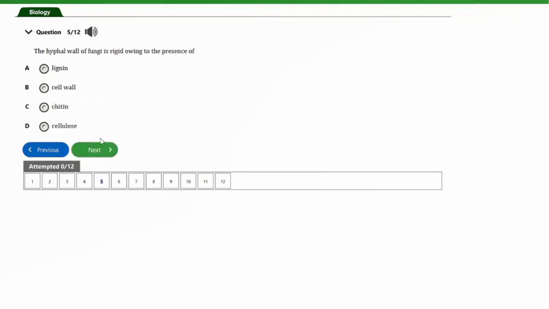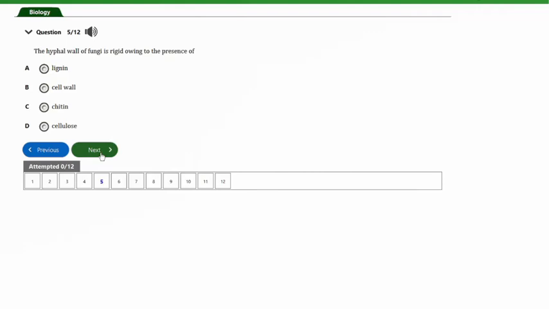So guys, let's look at the next question, and that's question number 5. It says, the hyphal wall of fungi is rigid owing to the presence of A. lignin, B. cell wall, C. chitin, D. cellulose. So guys, the answer to this question is option C, and that's the chitin. So guys, the hyphal wall of fungi is rigid due to the presence of chitin.